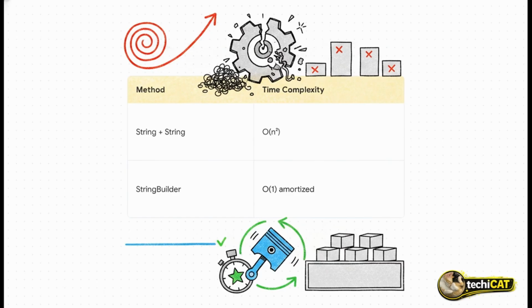When we compare the methods, the exact cost and the solution becomes super clear. Using string plus string inside a loop scales at an O of n squared time complexity. It gets exponentially slower as your data grows. But for performance-critical code, your escape hatch is StringBuilder. When you use the append method, it modifies the sequence directly without spinning up a new object every time. This brings your time complexity down to an amortized O of 1. It completely solves that real-world performance crash.